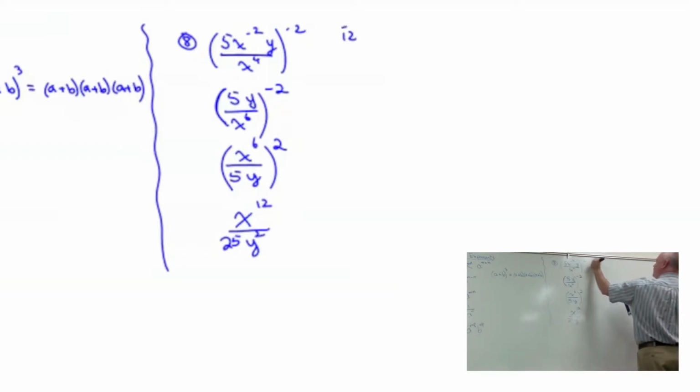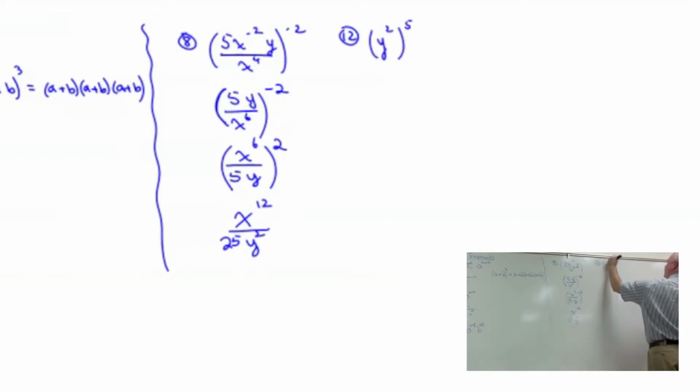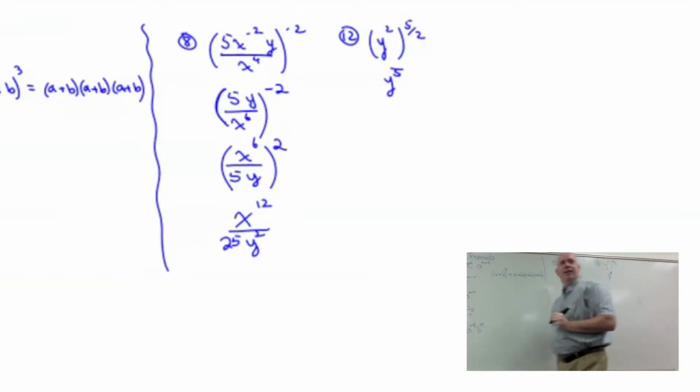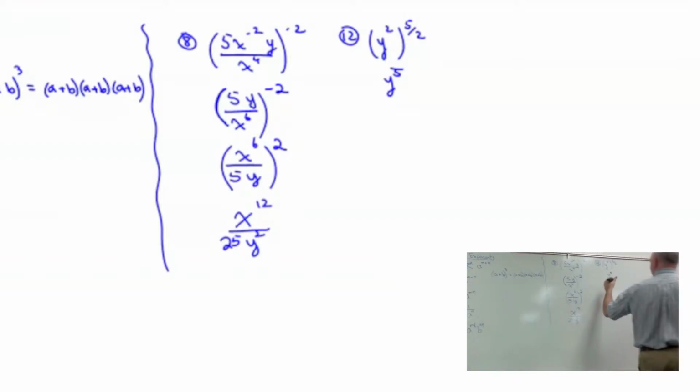Here's number 12. y squared raised to the 5 halves. You see something like this on a test, you'd be like, thank you, because it's so easy. Well, power to a power, what operation do you use? Multiply. So what's 2 times 5 halves? It's 5. So it'd be y to the 5th. If you don't see that, go off to the side and go 2 over 1 times 5 over 2. What happens to the 2's? They cancel and you're left with 5. That's a very nice one, don't you think?